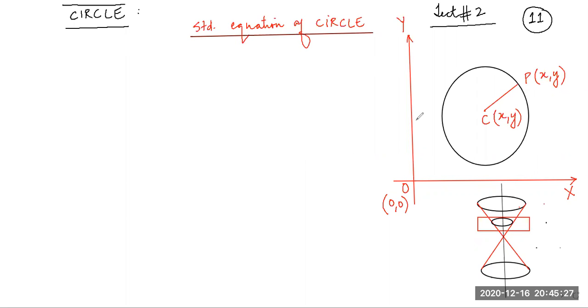There are two things to understand before understanding this lecture, students. Number one, this is a double napped cone. This is the upper nappe, and students, this is the lower nappe. Right? Now, you see that this is the axis.